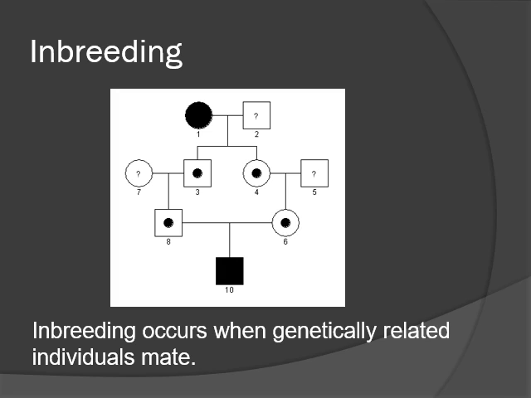Inbreeding is a concept that comes about when you have two organisms that are genetically related mating. This leads to increased homozygosity. So here we've got two parents, one of which is afflicted with a recessive condition. They have offspring. Those offspring will be carriers.